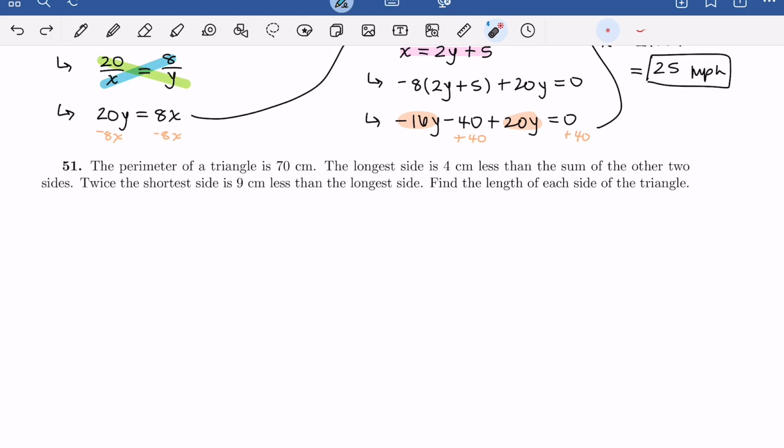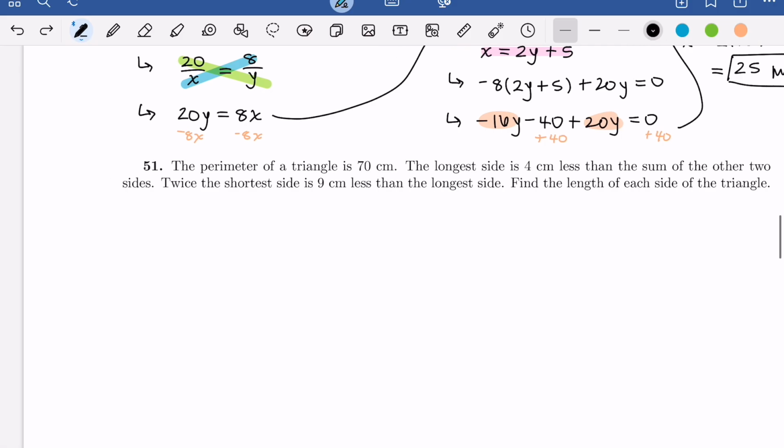All right, so for the last problem in section 3.3, we're going to be dealing with a system of 3 linear equations and 3 unknown variables that we're trying to find. So we're told that the perimeter of a triangle is 70 centimeters. The longest side is 4 centimeters less than the sum of the other two sides, and twice the shortest side is 9 centimeters less than the longest side. With this information, we want to find the length of each side of this triangle.